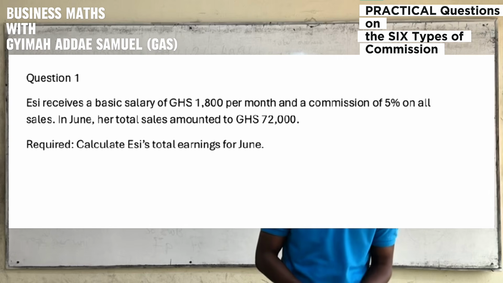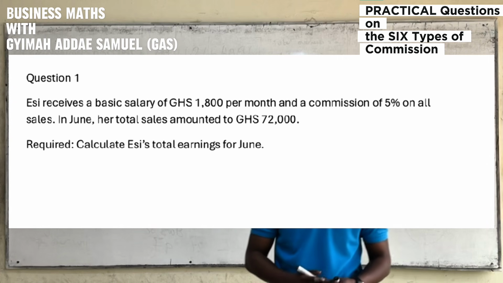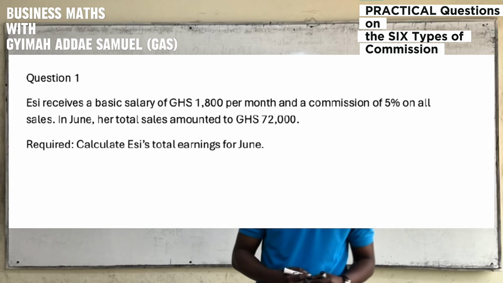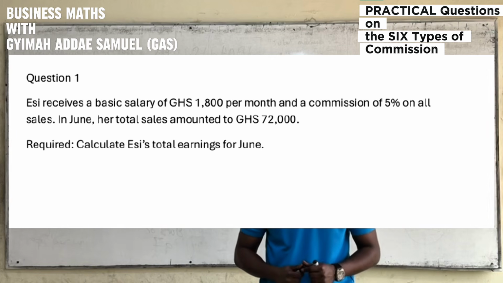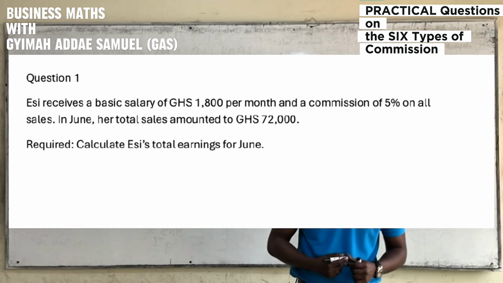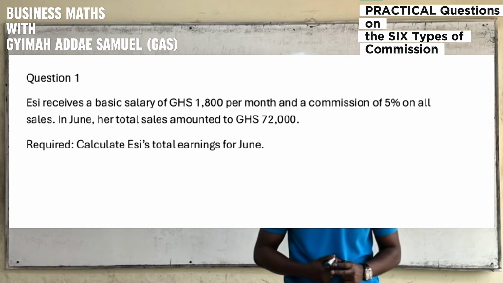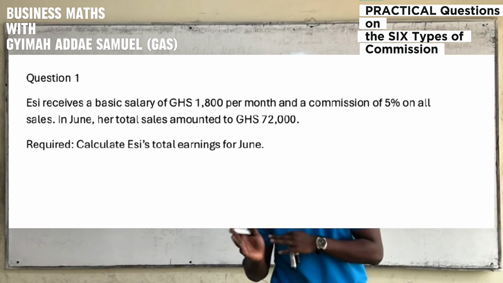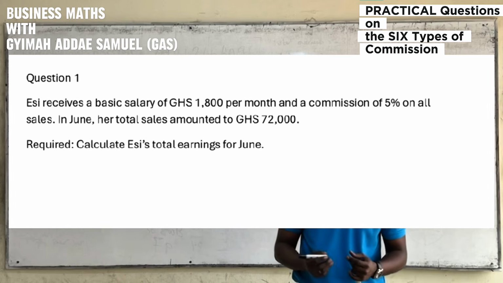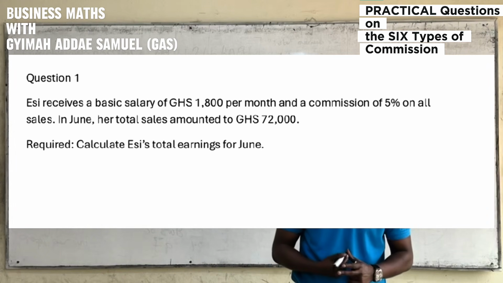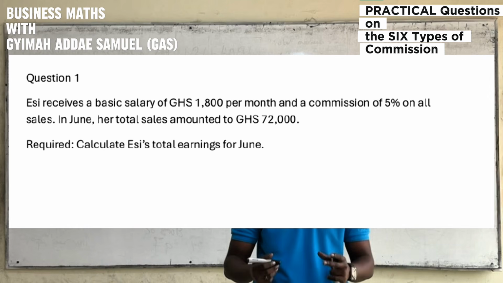So with the first example, AC receives a basic salary of 1,800 cedis per month and a commission of 5% on all sales. In June, her total sales amounted to 72,000 Ghana cedis. Calculate AC's total earning for June.